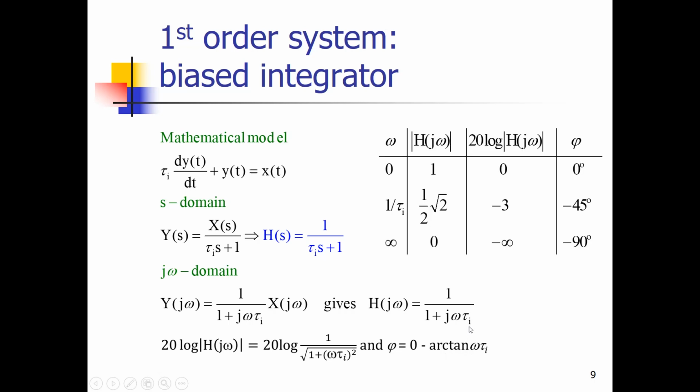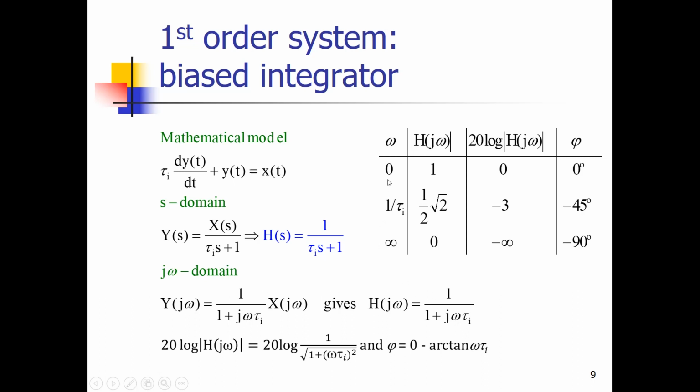So knowing that, we are going to look into specific frequencies again. We're going to look at omega is 0, omega is infinite, and omega is the crossover frequency, which is defined in this case by the frequency at which the real part of my transfer function is equal to the imaginary part of my transfer function. So omega times tau I equals 1, so omega equals 1 over tau I, that frequency.